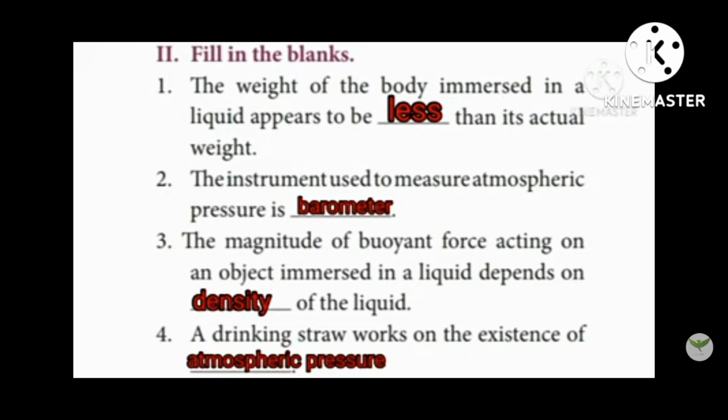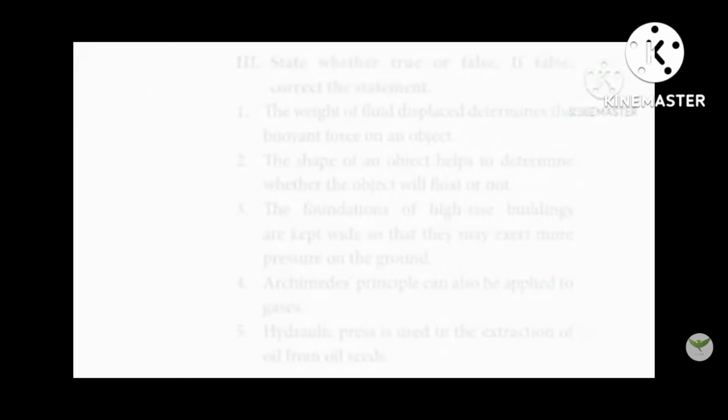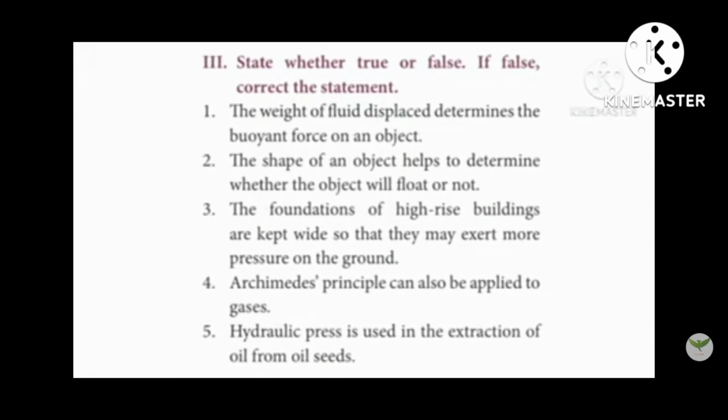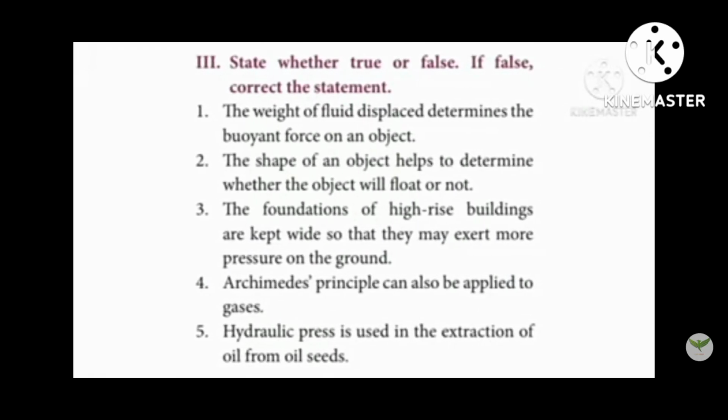Answer, atmospheric pressure. Roman letter 3, state whether true or false. If false, correct the statement. Question number 1, the weight of fluid displaced determines the buoyant force on an object. Answer, true. Second question, the shape of an object helps to determine whether the object will float or not. Answer, false. The correct statement is the density of an object helps to determine whether the object will float or not.